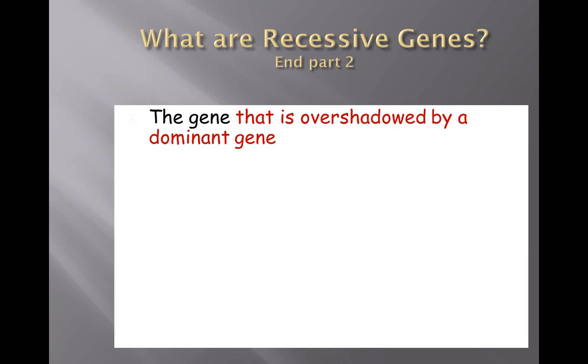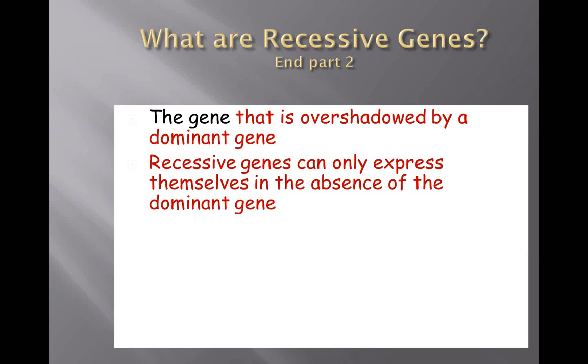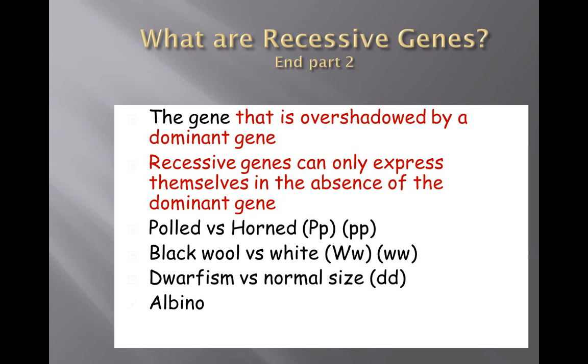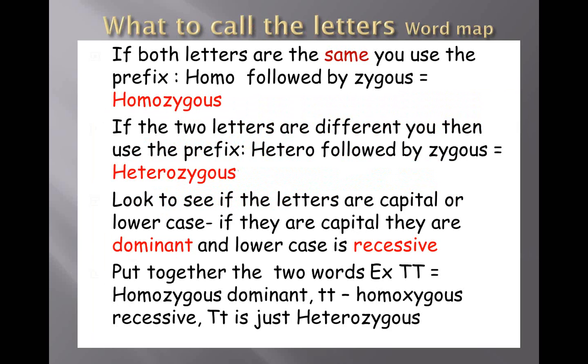The gene that is overshadowed by the dominant gene is called recessive. Recessive genes can only be expressed in the absence of the dominant gene. So the only time you see them is when they are two lowercase letters together. Here are some examples: albinism, dwarfism, those types of things.